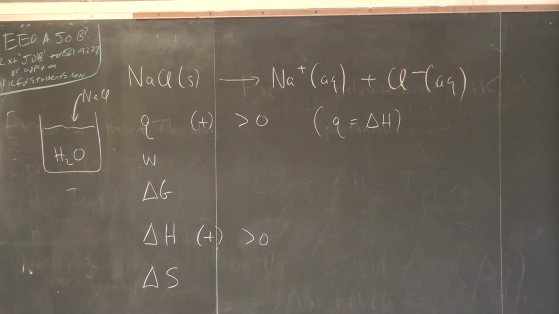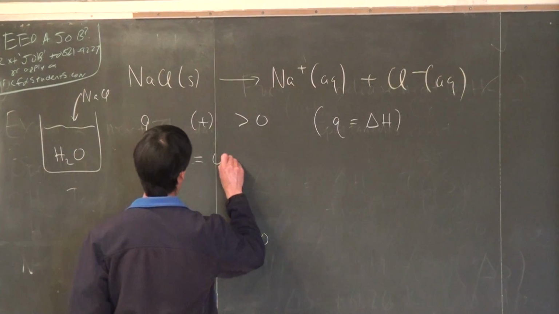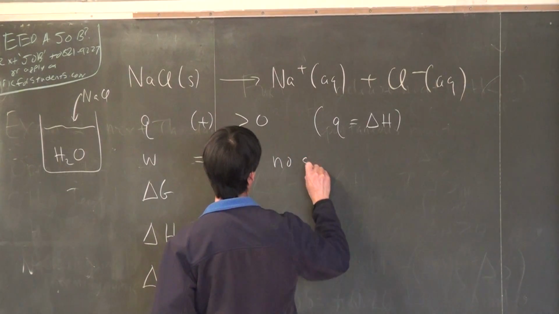Okay, so what else can we figure out immediately? W, delta G, or delta S? Can we figure out W right away without doing any calculations? Yes. So is work going to be greater than 0 or less than 0, or equal to 0? How do we know it's equal to 0? There's no gases. Yeah, so there's no gases, so this is going to be equal to 0. Okay, so no gases involved.